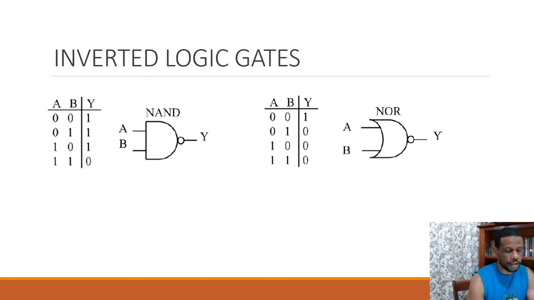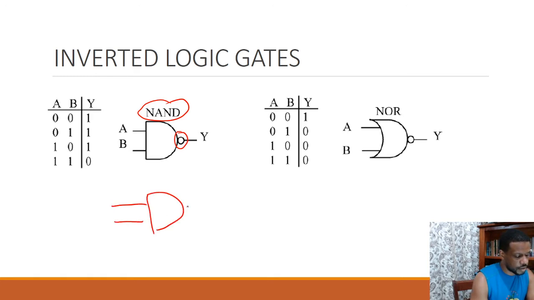Alright, so then you have these special logic gates now, which will be inverted logic gates, which will be NAND, which is a NOT at the end of an AND. They could have done this, but I don't know. They thought they didn't have enough paper to draw diagrams like that, so NAND.